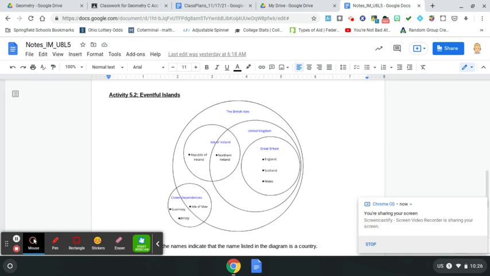Everybody, let's take a look at activity 5.2, eventful islands. I'm just going to keep the picture up on my screen so I can refer to it. I'm going to be reading the questions off of the other screen, so bear with me here. Hopefully you're able to pay attention and follow along, even though you don't see the actual questions.